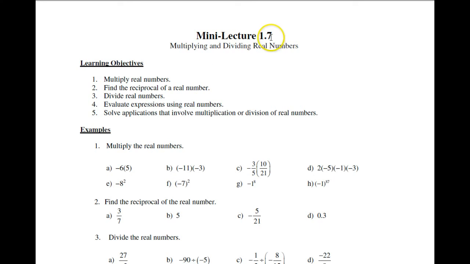In section 7 of chapter 1, we're going to do multiplying and dividing real numbers. Now, in this section, we'll go over many of the rules involved here. Actually, some were mentioned earlier, but here is where we're going to take a look at them.